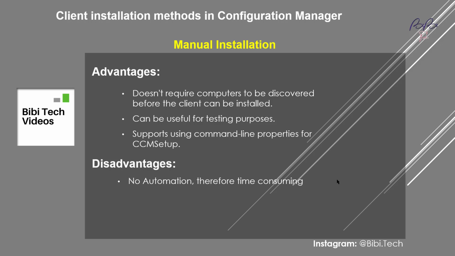Those of you who know about the properties of the Microsoft Installer, MSI, know there are public and private properties. Any property that is defined as public, you can actually pass values to through the command line. One day I will create a detailed video on how to do packaging and explain that in detail. But the good part of doing a manual installation is that any public properties that are defined in the MSI for the client, you can pass through the command line.